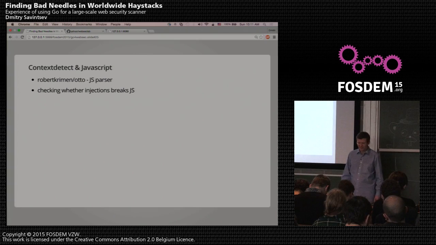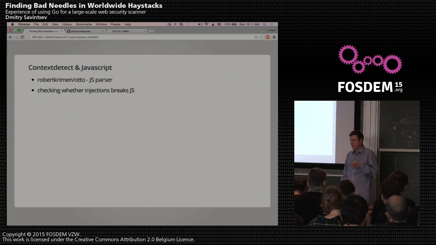We also used the JavaScript parser from Robert Kriemann to check whether injections break JavaScript or not. We've seen the example previously that was an injection in JavaScript. Usually when you're sending the fuzzing string, you're not sending just some numbers or alert, but some special characters. And if it gets injected inside of JavaScript, it usually breaks the block of the JavaScript and makes it unparsable. By this detection, we almost emulate the browser and see whether the injection will break it. And if it breaks JavaScript, then it's likely to be exploitable, because then you can put your own script. So you've basically broken the sandbox.